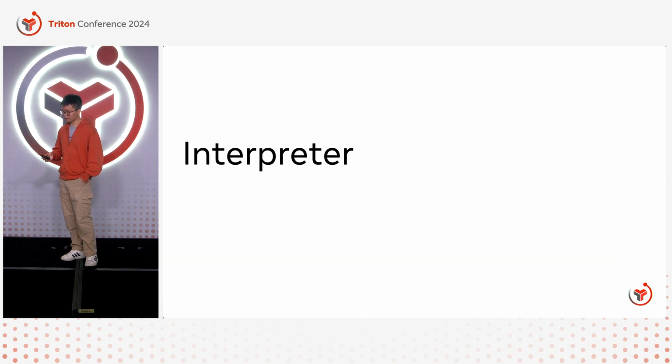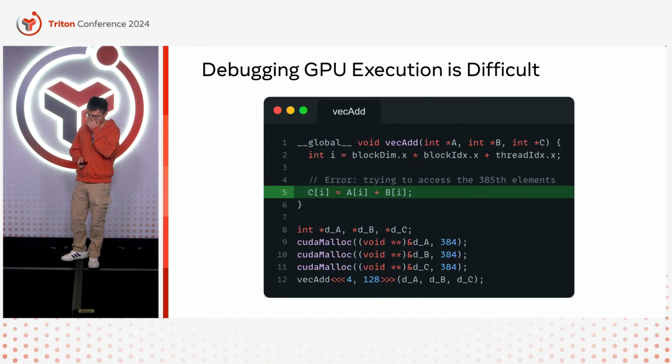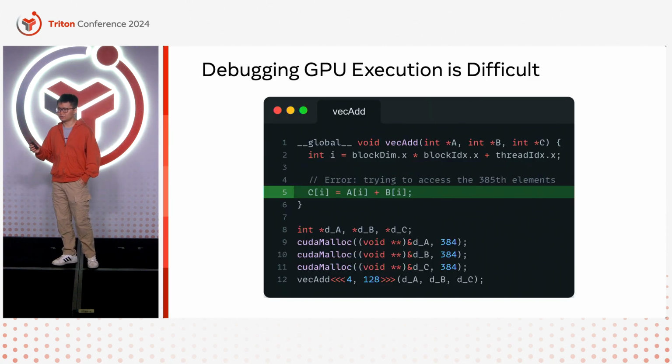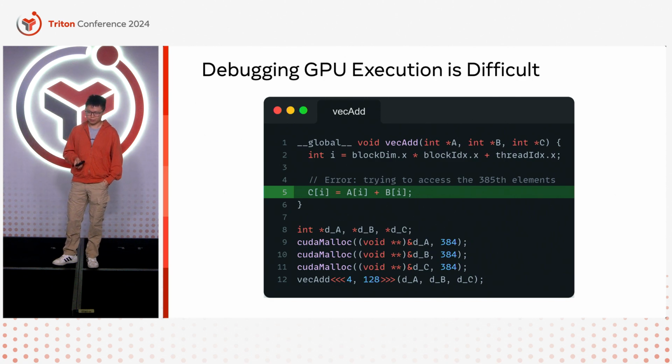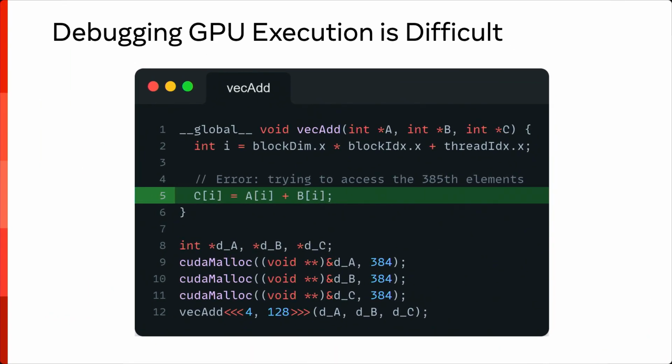We're going to begin with the interpreter, which is like a debugger. To begin with, I want to diverge from the main topic a little bit and demonstrate cases where debugging GPU execution could be difficult. Let's start with a simple CUDA program. This is 1D vector add.